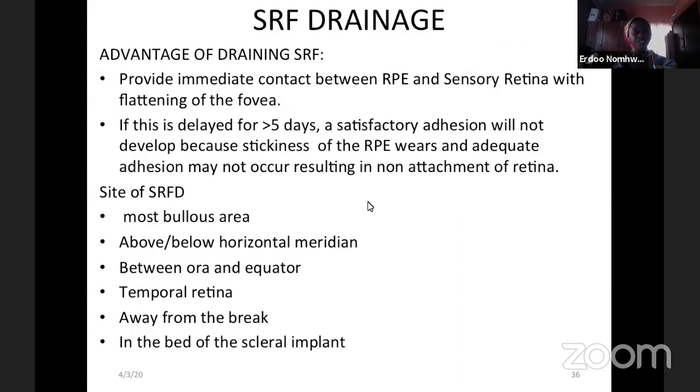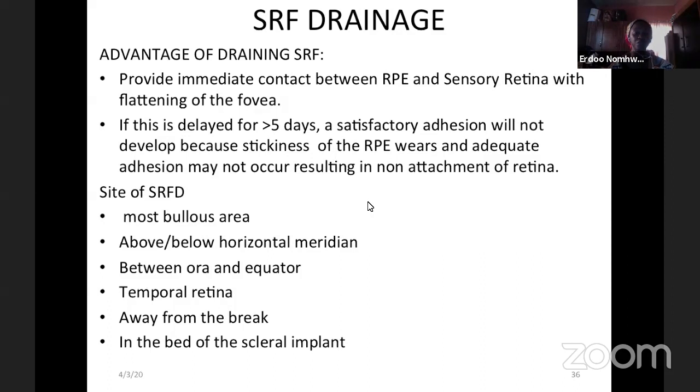Then the advantages are that when you drain, it actually provides immediate contact between the RPE and sensory retina. So you're able to have a good adhesion or a good contact after the detachment is done. But if you delay it, it is said that you will not get adequate reattachment of the retina.